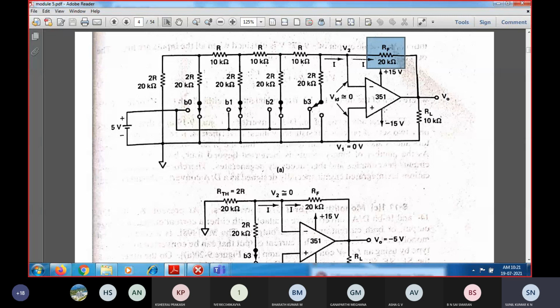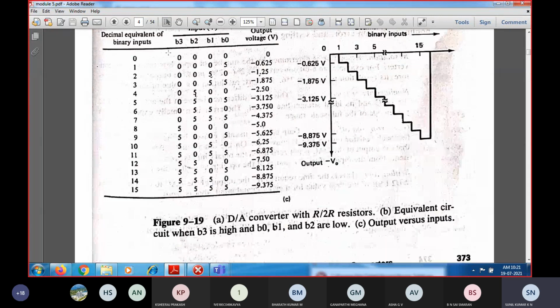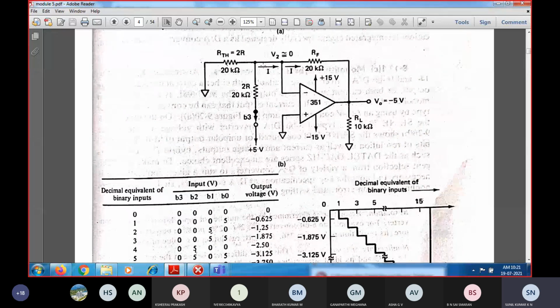So now if I want to find out the corresponding bit position, B3, when B3 is equal to 1, in this case we will be getting this as the output. So when B3 is equal to 5 volts, what is the corresponding output voltage? So 5 volts is there, and correspondingly it is around 2.5 volts, right? So when the B3 bit is 1, you will be getting 2.5 volts.